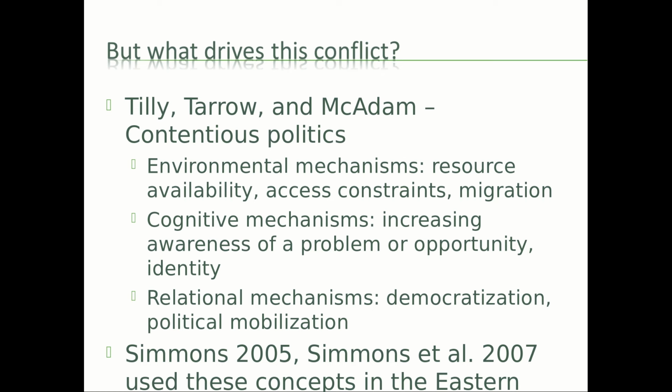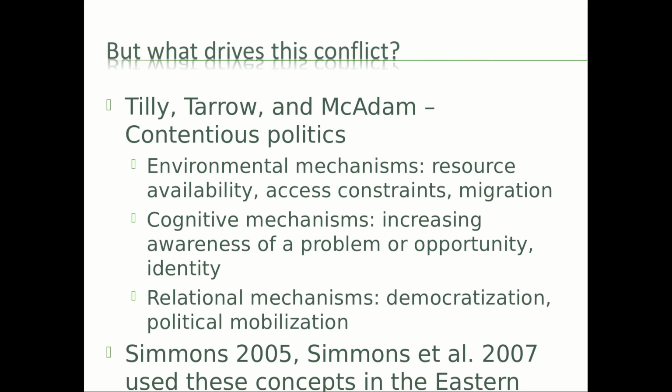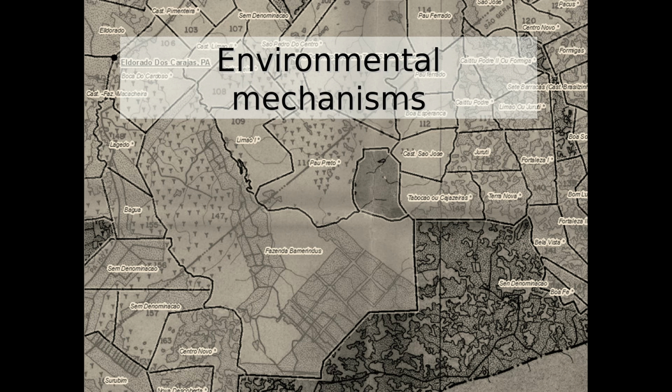One of these is environmental mechanisms. Essentially, environmental mechanisms include things like resource availability or access constraints, essentially things not in the physical environment, but in the bureaucratic environment, that allow for access. In the case of land conflict, environmental mechanisms included things like the 1988 Brazilian Constitution, which said land had to be used for social benefit.